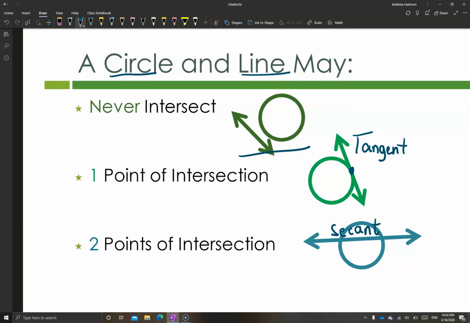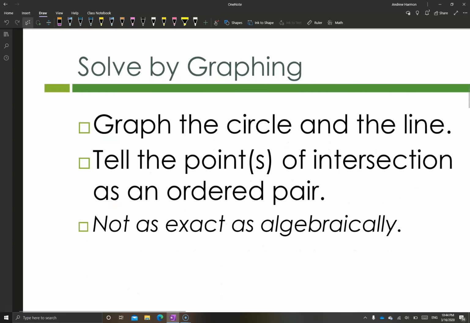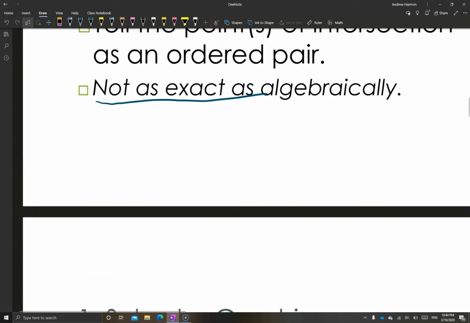So those are the three types of situations, and what we're going to do is figure out how we can find those points of intersection on the coordinate plane. All right, so let's take a look here. The first way we're going to do this is graphically. Can we find these points of intersection on the graph? The problem with this is it's not always as exact as an algebraic approach, but if the numbers hit nicely, then it's really easy to find those points of intersection. So let's take a look.